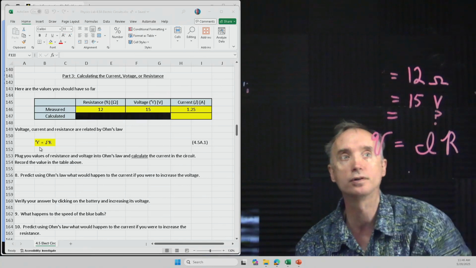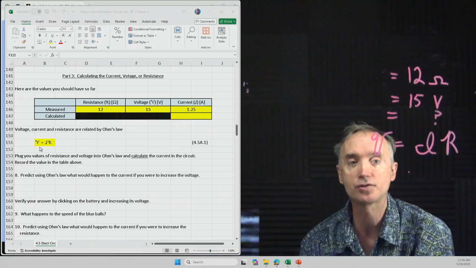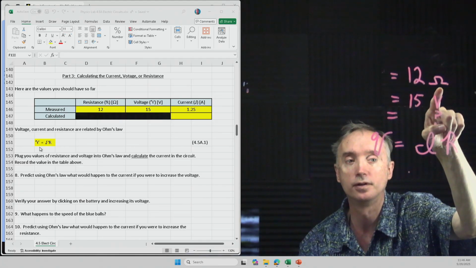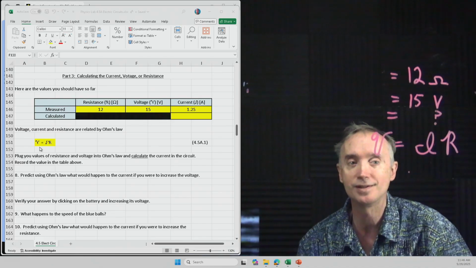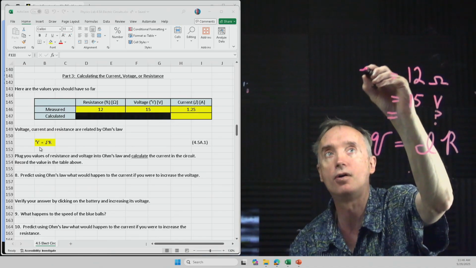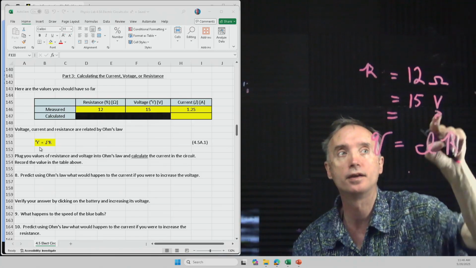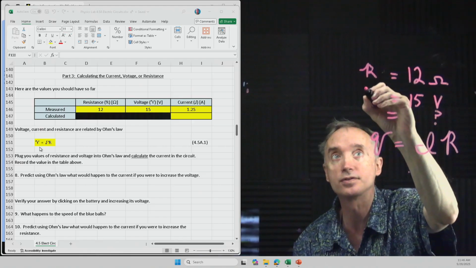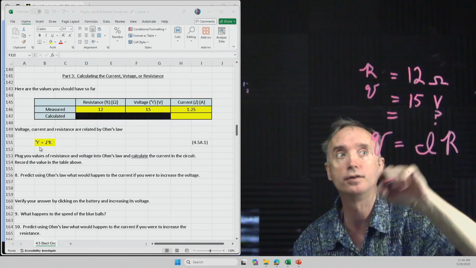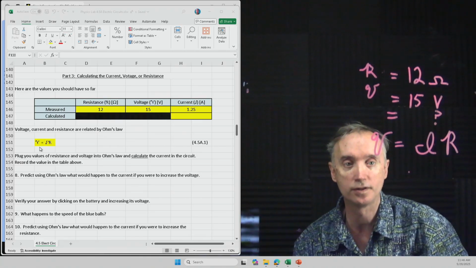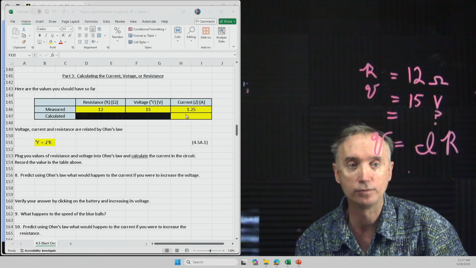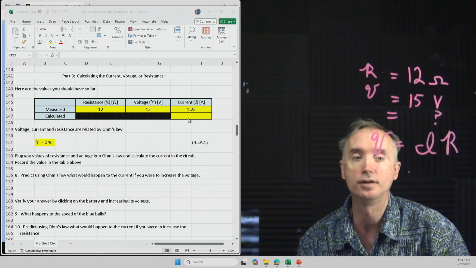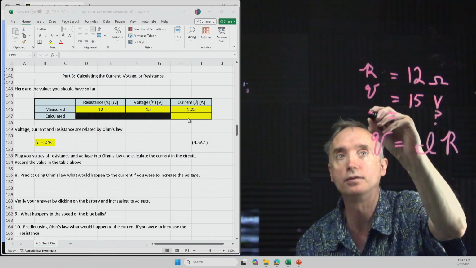Now the next thing that we're going to do is ask what letter represents the 12 ohms. Ohms is a unit of resistance, so that's going to be the letter R. And then V is volts, a unit of voltage, so that's V. And then we're looking for the current, because that's the thing that we don't know. We're pretending that we don't know what the current is. So we're looking for the letter I.